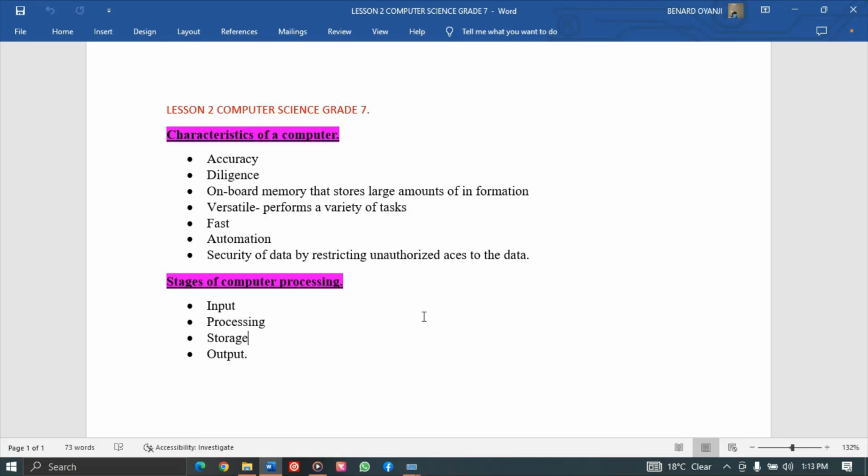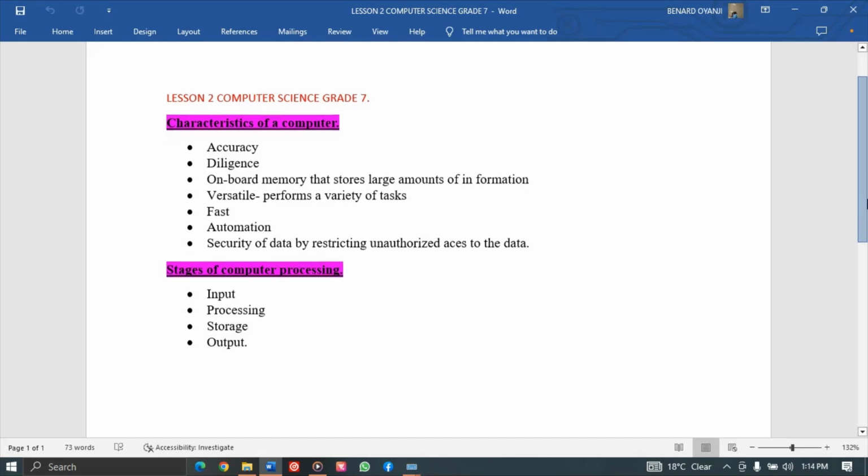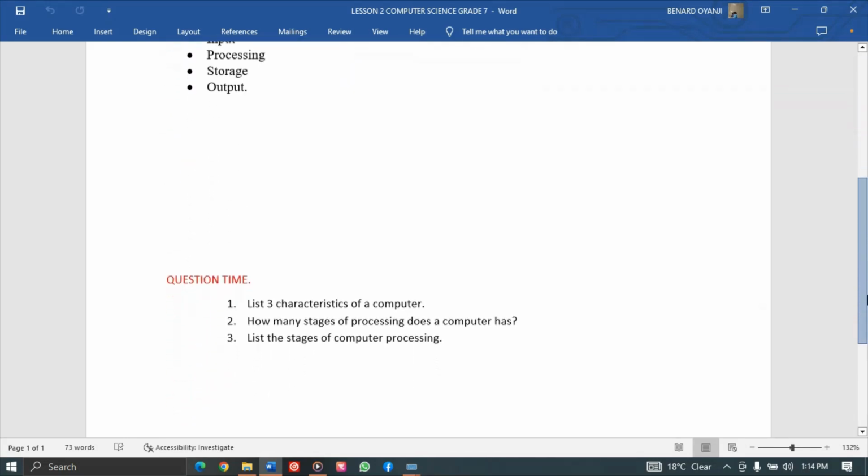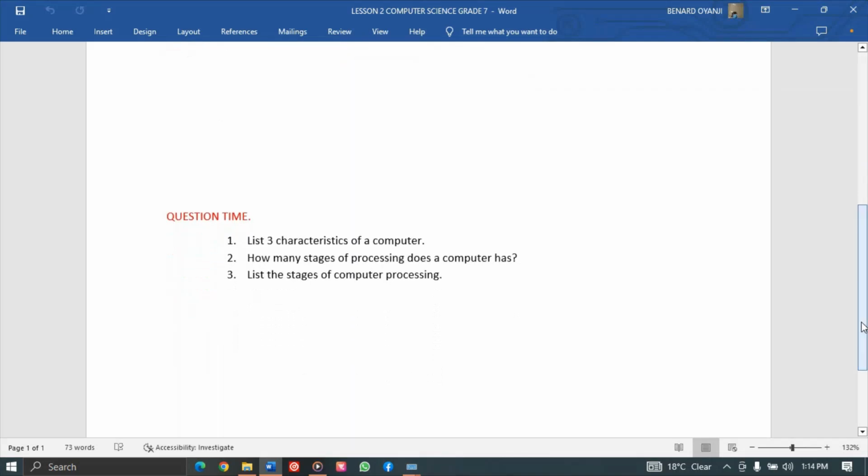And then output devices, we shall talk about them. We have speakers, monitors, plotters, and many other actuators. We have earphones. So we shall talk more about the output devices in another lesson. Up to there, let's look at a few questions just to make sure that you as a learner have at least gotten something out of this lesson.